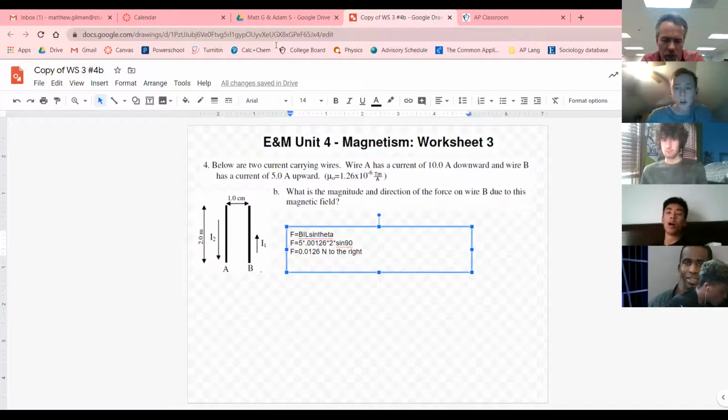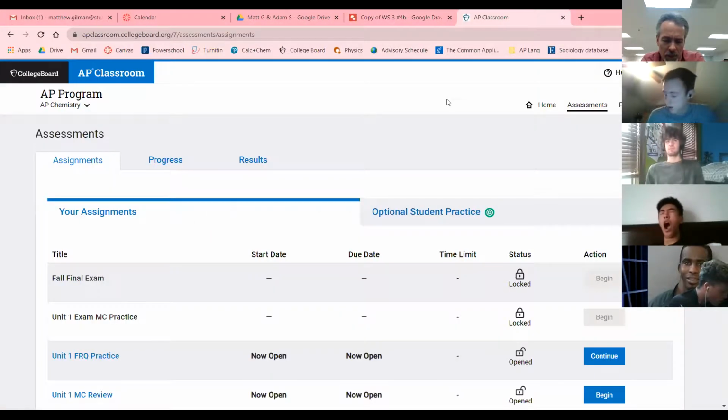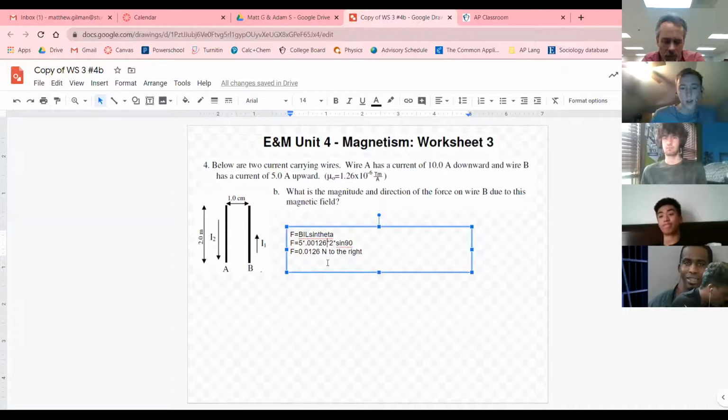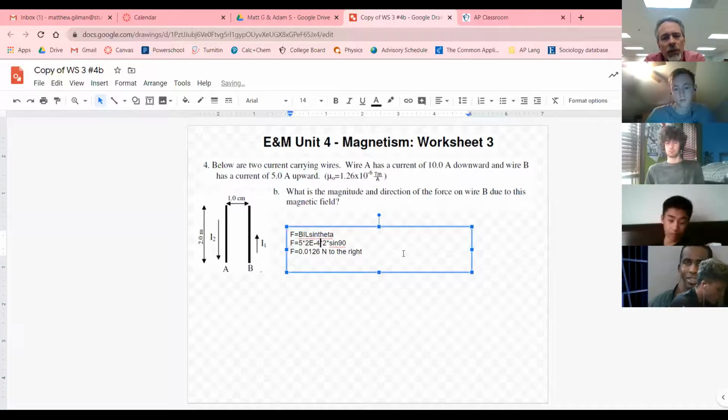I did u naught times 10 divided by the quantity 2 pi times 0.01. I did that last part wrong. So I think everything else looks good there except the 0.00126. I think it should be 2 times 10 to the negative 4th. But everything else looks pretty good there, and you end up getting the answer of 0.002.